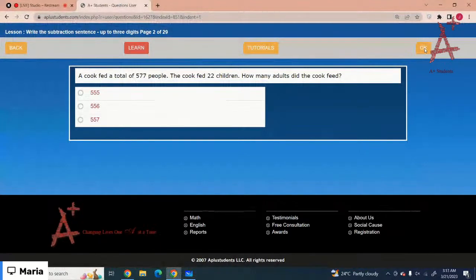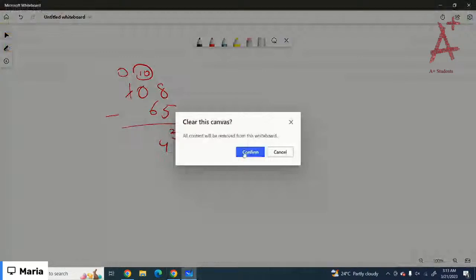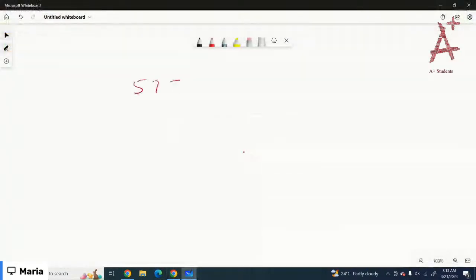Okay, a cook fed a total of 577 people. The cook fed 22 children. How many adults did the cook feed? So the total people the cook fed are 577, and out of 577, 22 of them are children. You need to calculate the adults fed by the cook. Got it? So you have to subtract the children from the total.